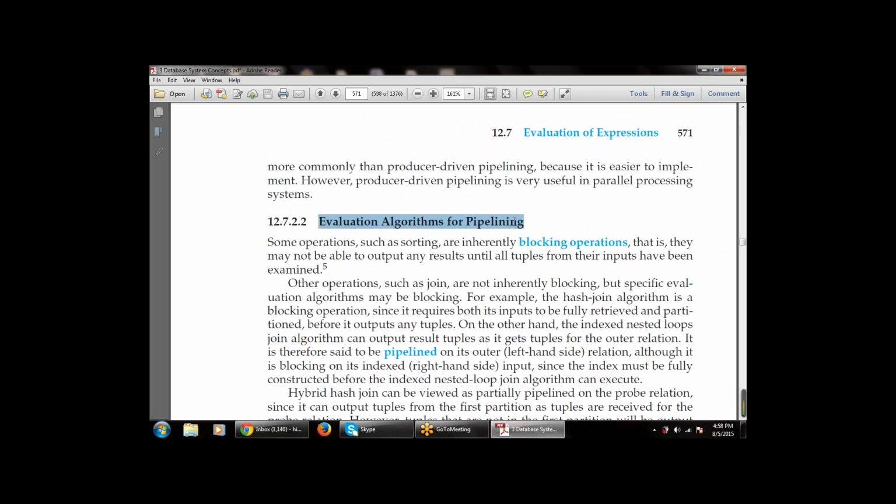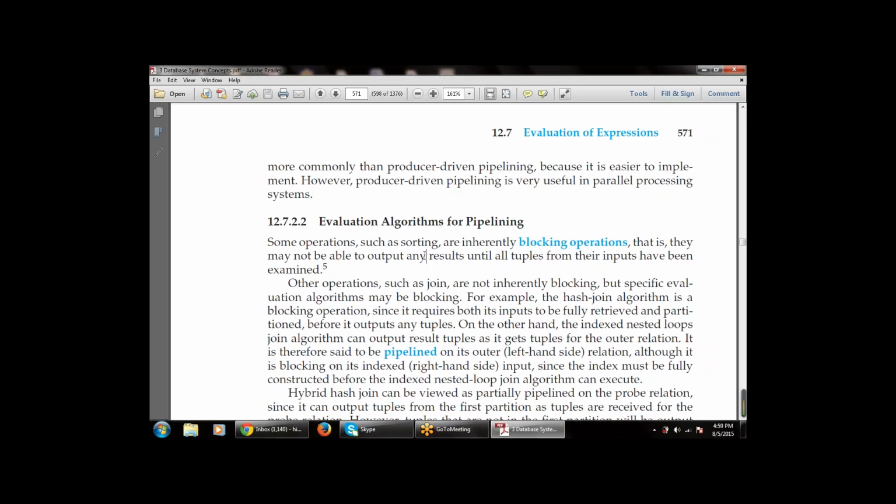Then the evaluation algorithm for pipelining, that is, what are the various algorithms that will be used. Some operations such as sorting are blocking operations, that is, they may not be able to output any results until all the tuples from their input have been examined. Other operations such as join are not inherently blocking, but specific evaluation algorithms may be blocking. For example, the hash join algorithm is a blocking operation, since it requires both its inputs to be fully retrieved and partitioned before the output is generated.